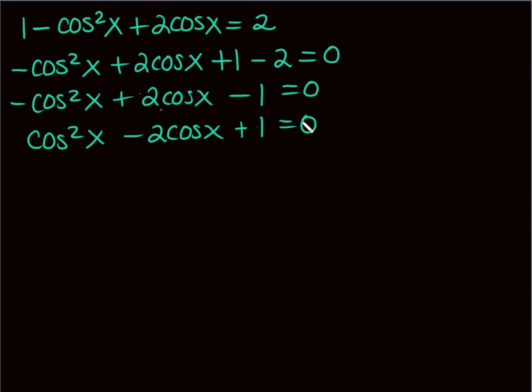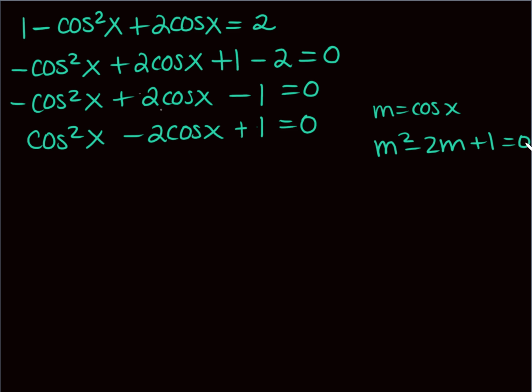All right, now look at what I have. I have cosine squared x minus 2 cosine x plus 1. If I were to let m equal cosine of x, look at what I would have. I'd have m squared minus 2m plus 1 equals 0. And I would solve this by factoring.